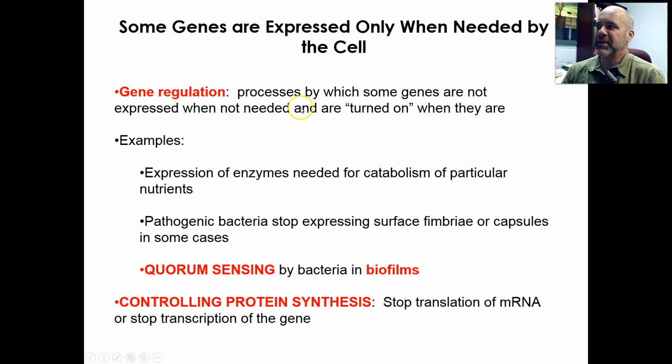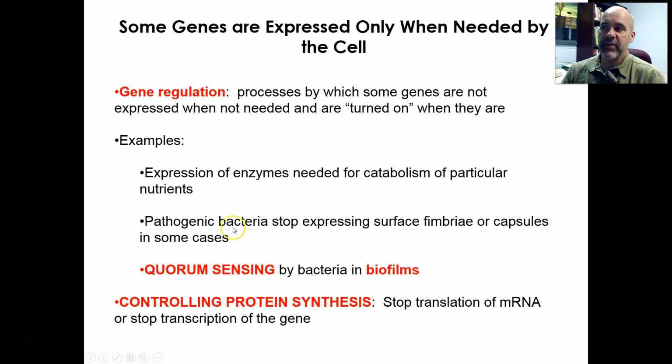Okay, some other examples of gene regulation. Why are some genes expressed and others are not? I've talked about enzymes for catabolism of particular nutrients. Ideally, you only want to make these protein enzymes if the nutrients are available, and there are examples of how that works in bacteria and other organisms.